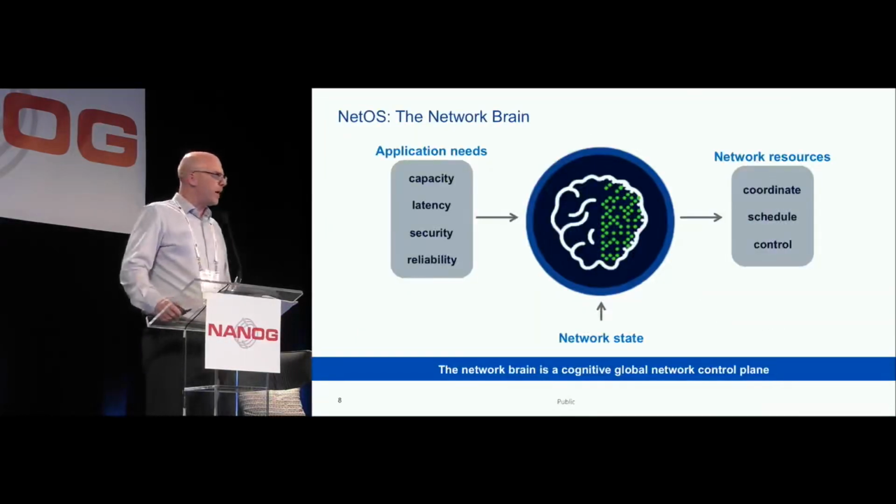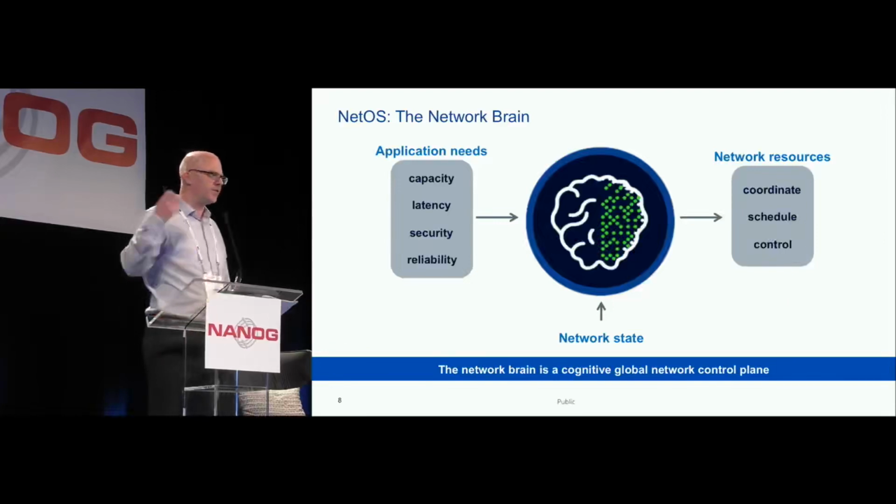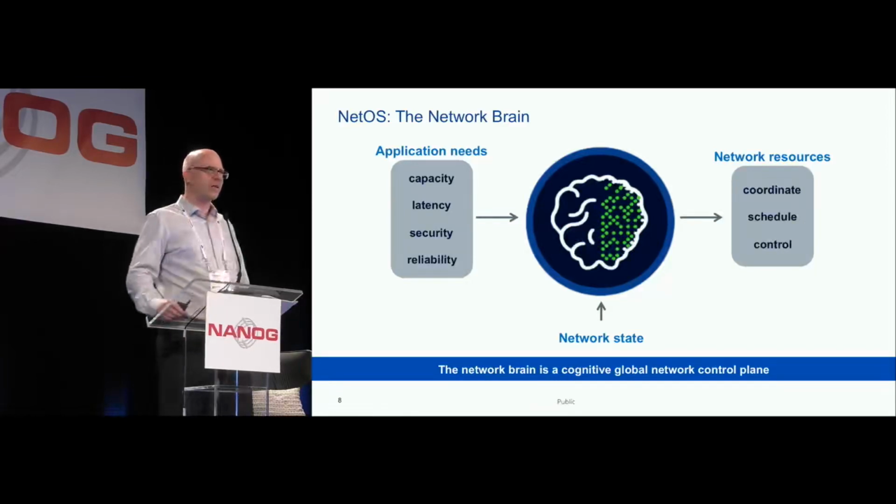So now back to the network OS, we call it the network brain. You can think of this like a cognitive global network control plane. I don't want you to be confused. This is not a neural network. The NetOS is a complicated, complex Java software with many different modules.